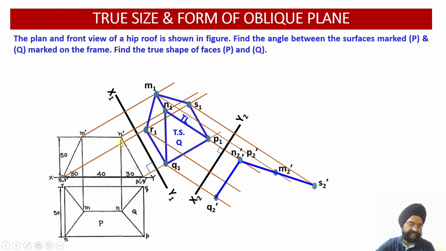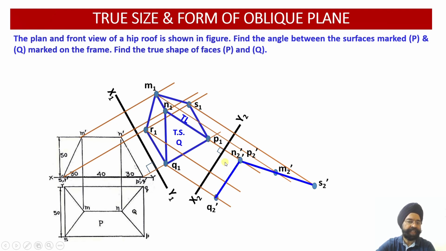So I'll measure this distance from x1 y1, and let us see where R and S will lie. So they will lie over here. S2 dash lies here. I have not drawn R dash because I don't want to draw the shape of this one. So I am interested in M, N, P, S. Please see M, N, P and S. These 4 points I have drawn over here: M2 dash, N2 dash, P2 dash and S2 dash. Why? Because they correspond to the surface P, and these 3 points correspond to the surface Q.